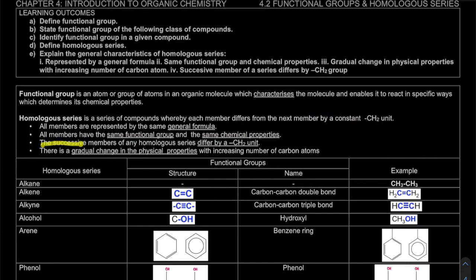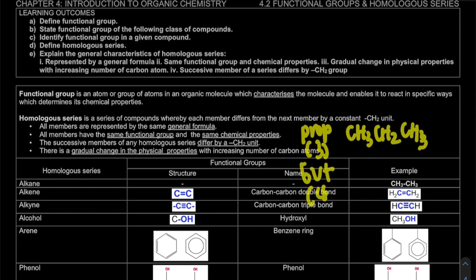Okay, the successive members of any homologous series differ by a CH2 unit. For example, you have your propane. Propane is when your carbon is 3, for example CH3, CH2, CH3. Successive is one next to one another. Butane is when it is 4, CH3, CH2, CH2, CH3. So as you can see, the difference is when you add one more, so you're going to add CH2. The difference is adding one more CH2.